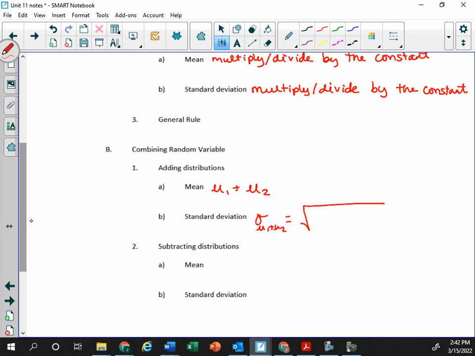Can you read what's under the? Yeah, that's totally scribbled. Mu sub 1 plus mu sub 2. Okay. That makes more sense.